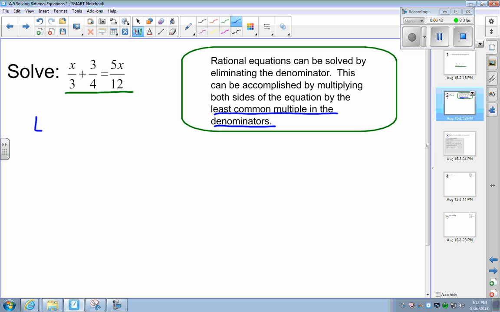So what's the least common multiple of 3, 4, 12? We know that 3 goes into 12, 4 multiplies into 12, and 12 multiplies into itself. So our LCM is going to equal 12. And so we're going to multiply both sides of our rational equation by 12. And that's going to look like this.